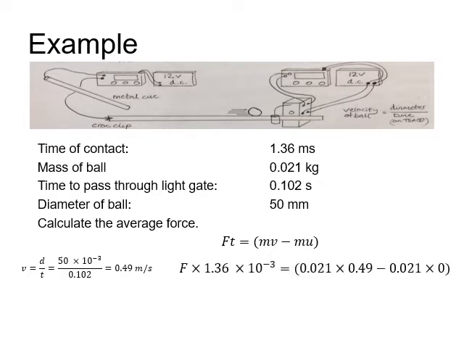Okay, we then substitute in our other numbers. So the force times the time of contact, 1.36 milliseconds, so times 10 to the minus 3, there is our mass of the ball in kilograms. So it was about 21 grams. We've just rounded that up. And we've put that in kilograms multiplied by our 0.49 minus 0 because its initial velocity was 0. And that gives us a force of 7.6 newtons.